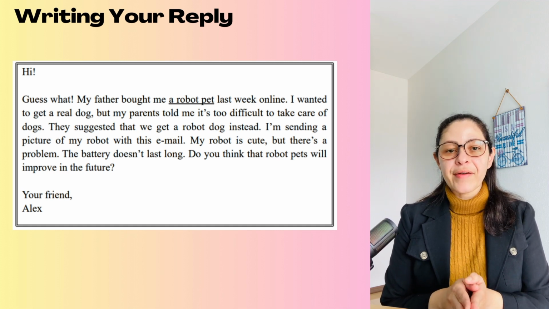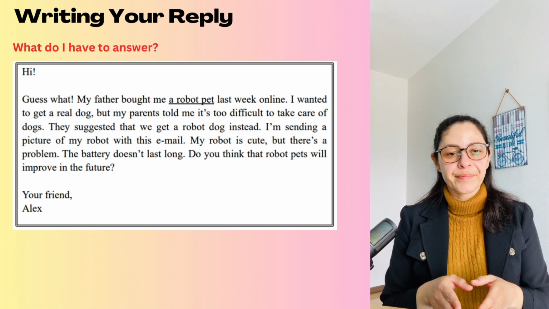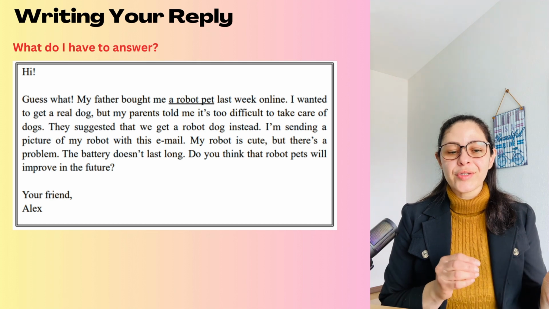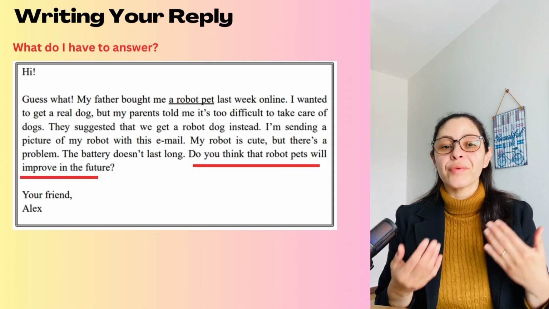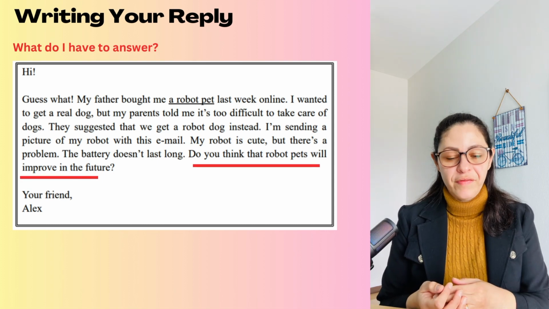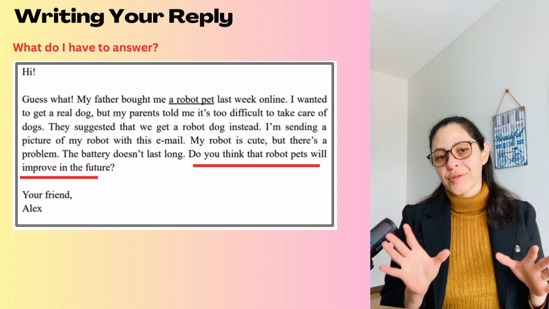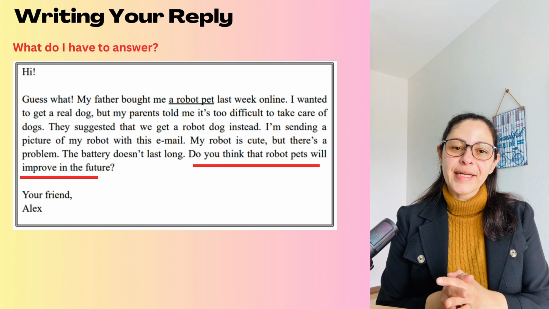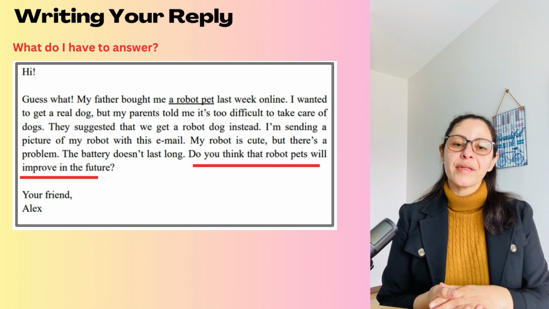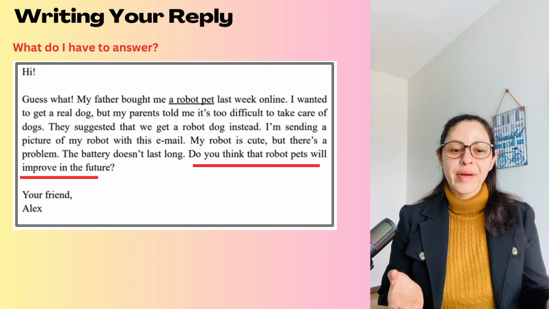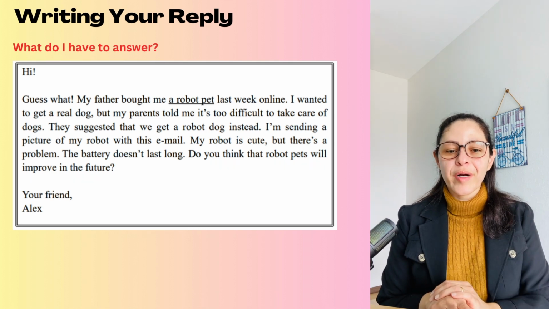So let's remember our tasks here. The first thing, I have to answer the question. What is the question asked here? Let's take a look. If you guys look closely, the question is, do you think that robot pets will improve in the future? Okay, so that's the first thing. You have to think and answer yes or no, okay? And after that, remember that you have to ask your friend 2 questions about the underlined passage. What is the underlined passage? A robot pet. So we have to ask 2 questions about the robot pet.